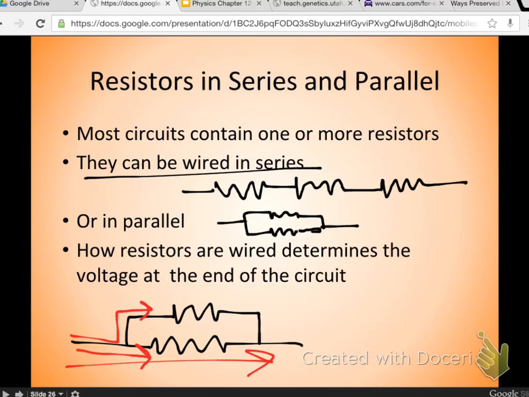And how the resistors are wired determines the voltage at the end of the circuit. Voltage actually is the thing we can least control. It determines the current across the circuit. We will not get into the more complicated calculations about circuits. We're basically going to stick at the level of equivalent resistance.